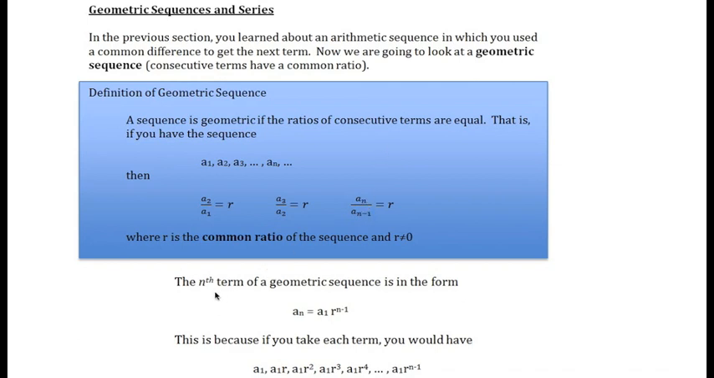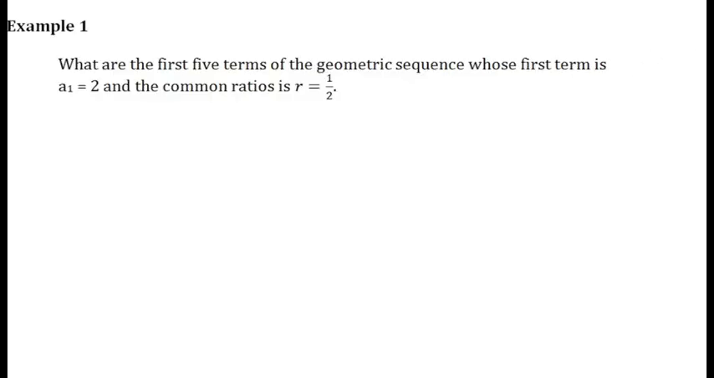Okay? It says down here, the nth term of the geometric sequence is always in the form of a sub n is equal to a sub 1 times r to the n minus 1. And we'll look at this more in detail in a few minutes, but that's because if you just take from one term to the next term to the next term to the next term, all you do is multiply by r. Take that first term, multiply it by r. Take that first term, multiply it by r twice, or r squared. Take that first term times r gets that, and so on, so on, so on. Okay, so let's look at an example and see how this works.